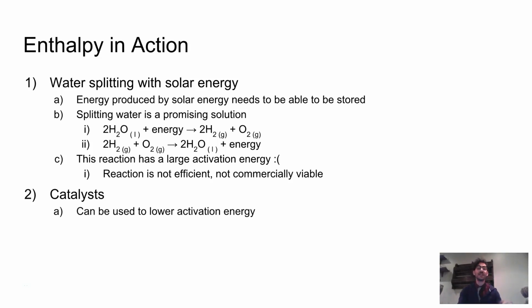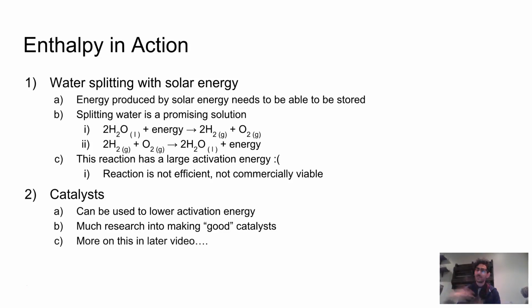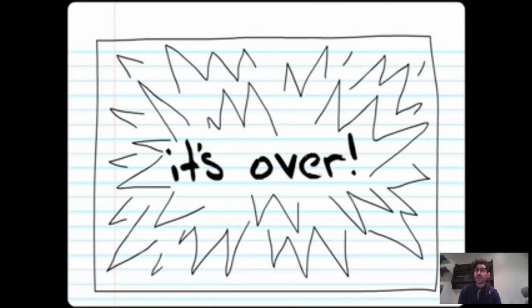Catalysts are cool things that we can use to lower activation energy, and there's a lot of research into making good catalysts that are really good at lowering it. But I want to talk about that more in a later video, so I hope you can't wait for that, because that's the end of this video. I hope you understand a little bit more about what enthalpy is, how enthalpy changes occur during reactions, how we can use enthalpy diagrams to show that, and why activation energy is an important part of everyday life and chemistry. It's pretty cool stuff in general.